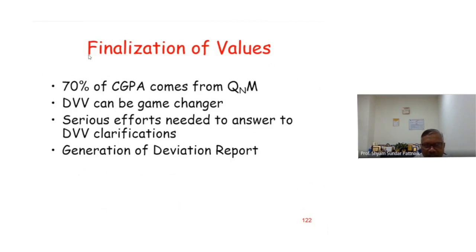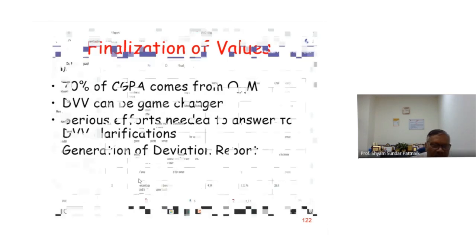Now finalization, how it happens. You see, 70% of CGPS comes from quantitative metrics. DBB can be a game changer because any type of deviations will occur here only. Therefore, a very serious effort is needed to answer the DBB clarification. I am repeatedly telling this, and it has also been mentioned in the PowerPoint. DBB clarification is very important because they will be going through so many data, and if you don't answer the clarification clearly, then you miss this. This is a serious effort, and the deviation report is generated.